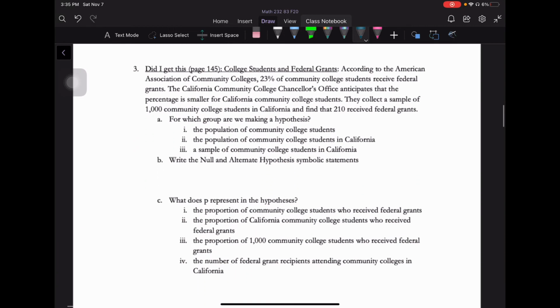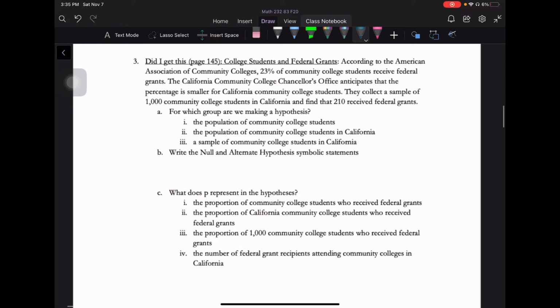All right. According to the American Association of Community Colleges, 23% received federal grants. The California Community College Chancellor's Office anticipates the percentage is smaller for California community college students. They collect a sample of 1,000 community college students in California and find that 210 receive federal grants. For which group are we making a hypothesis? Who is our group that we're performing inference for? California community college students. So this is the population of community college students in California. A sample is not what we're making inference about.